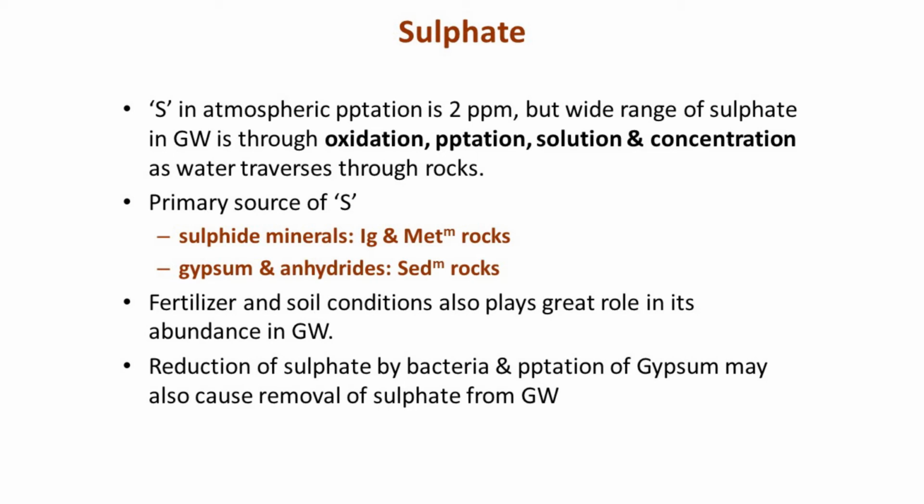The primary source of sulfur is sulfide bearing minerals in the igneous and metamorphic rocks, and minerals like gypsum and anhydrite, which are present in sedimentary rocks. In addition, the heavy use of fertilizers and soil conditions also play a great role in its abundance in groundwater. The reduction of sulphate by bacteria and precipitation of gypsum may also cause removal of sulphate from groundwater.